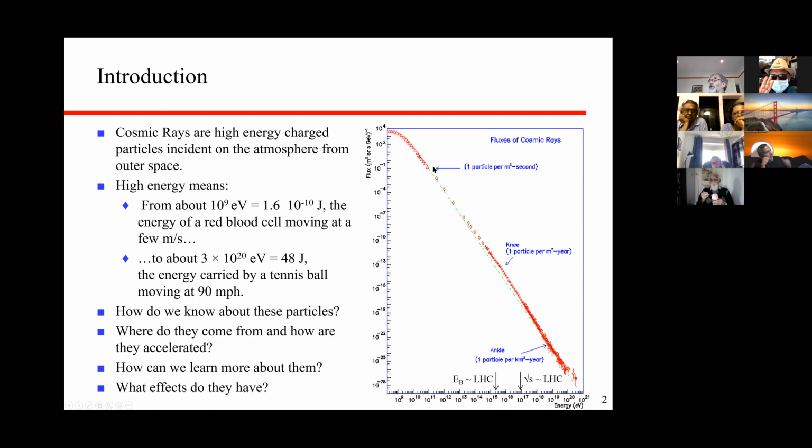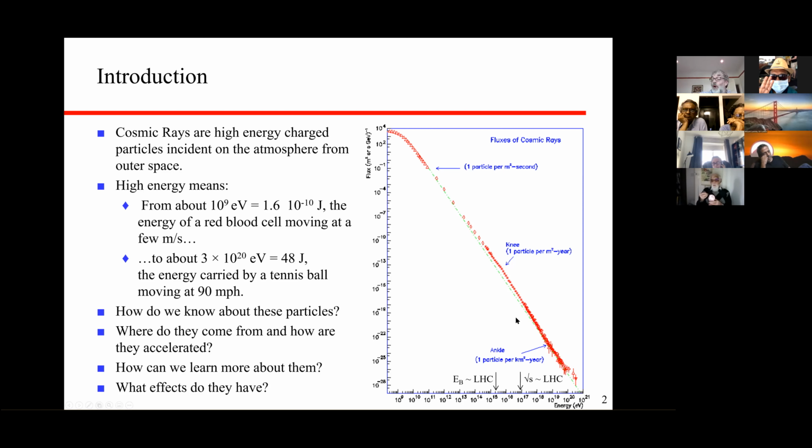Very large at the low energy end, but drops and is very, very small at the high energy end. So here, for example, we're looking at 1 particle per meter squared per second. Here, 1 particle per meter squared per year. And the high energy end in which we're particularly interested, here we're looking at 1 particle per square kilometer per year. Okay, so these things, the enormously energetic cosmic rays, are very rare.